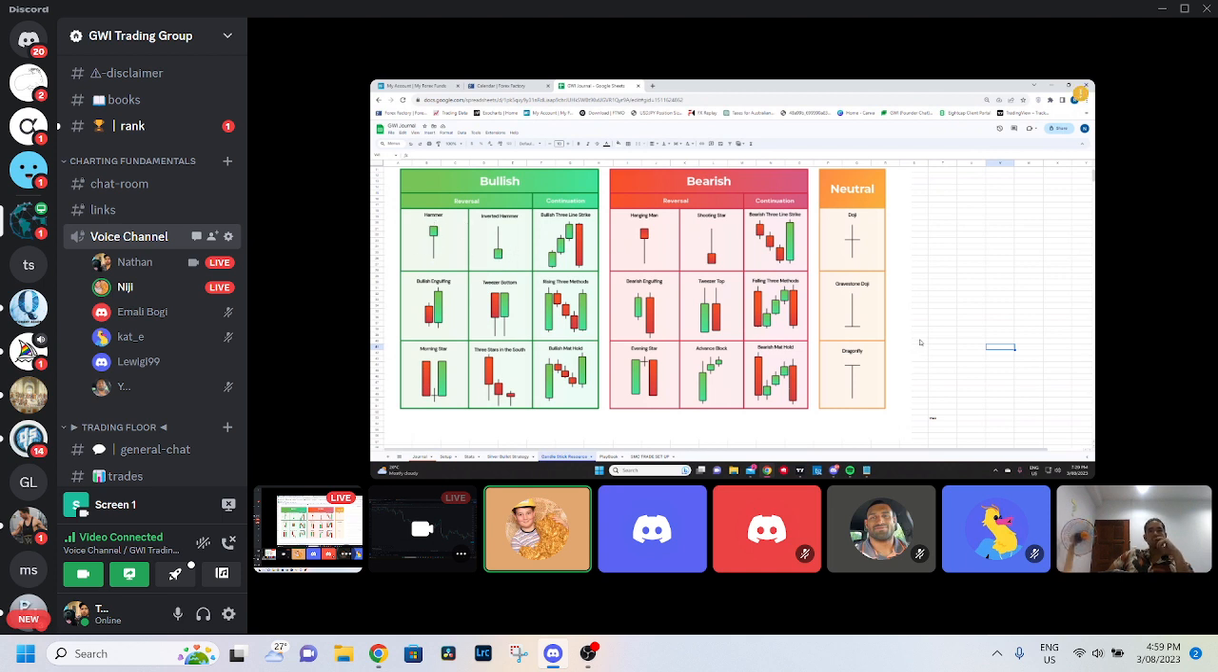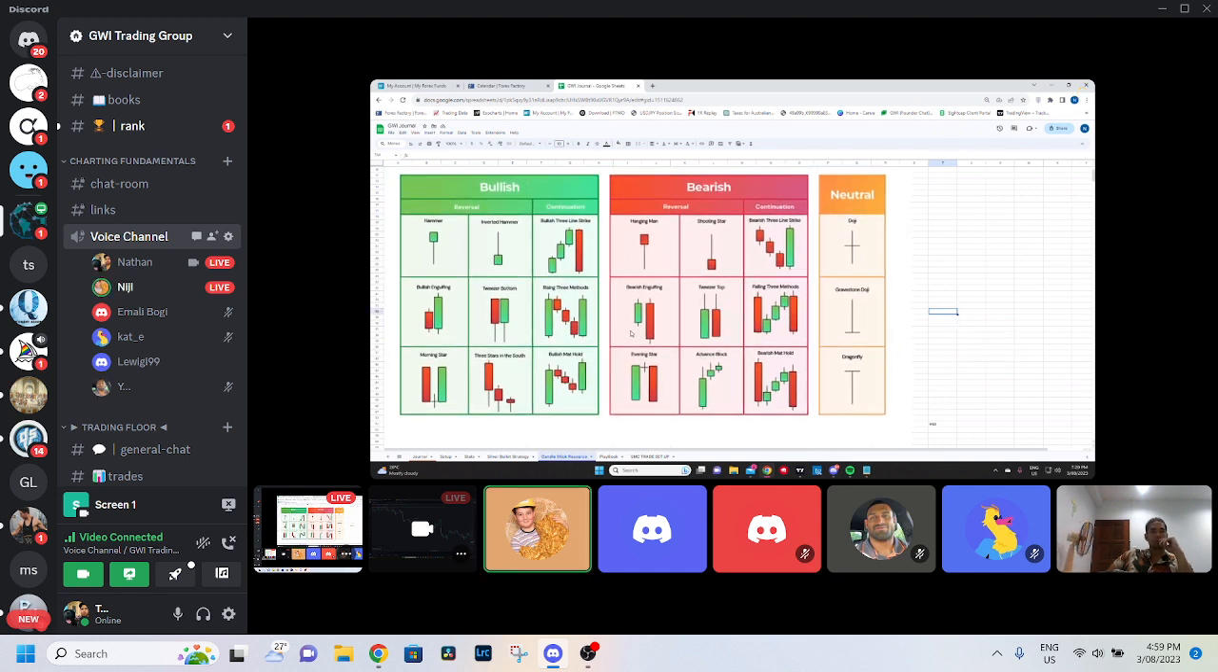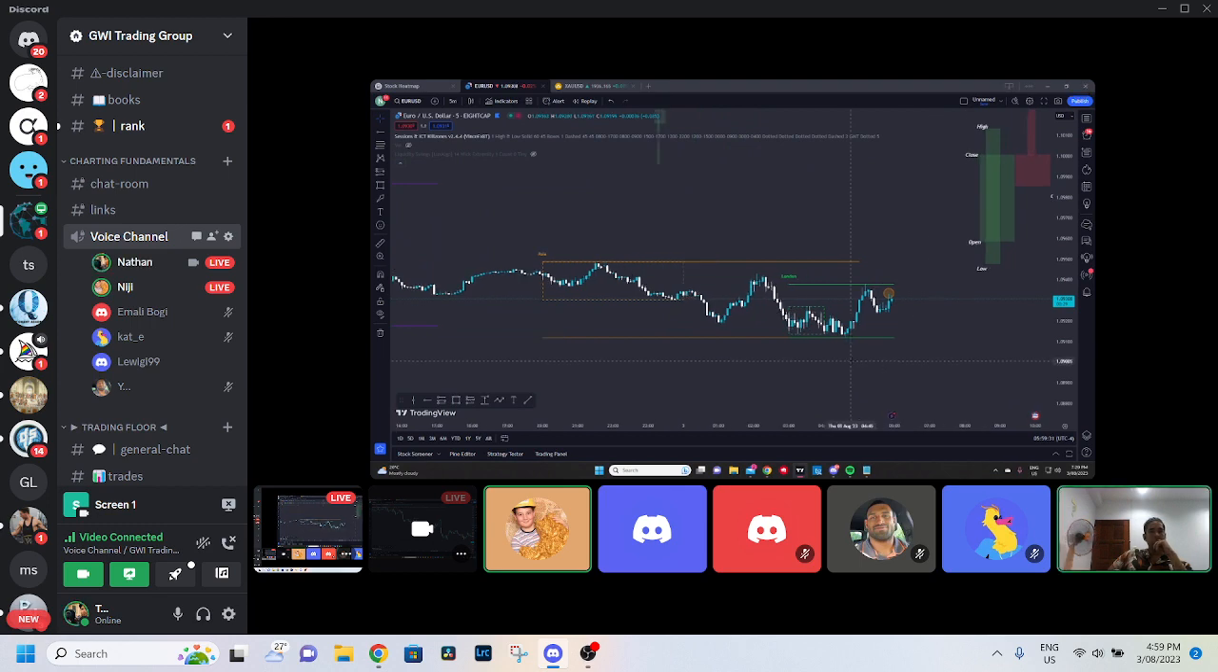There's something that we both look at a lot, both Nathan and I, which is engulfing candles. So what engulfing candles are is like this one here. So if you have price printing and it's printing, let's look for engulfing.